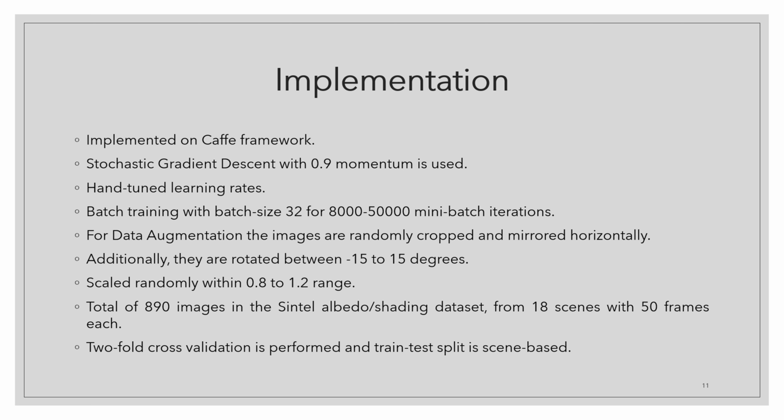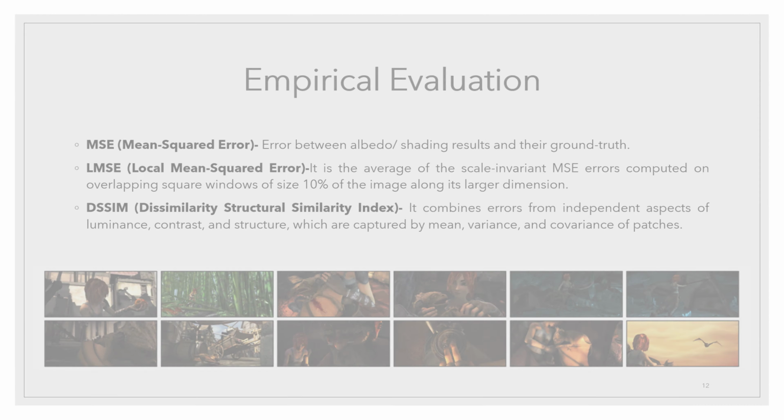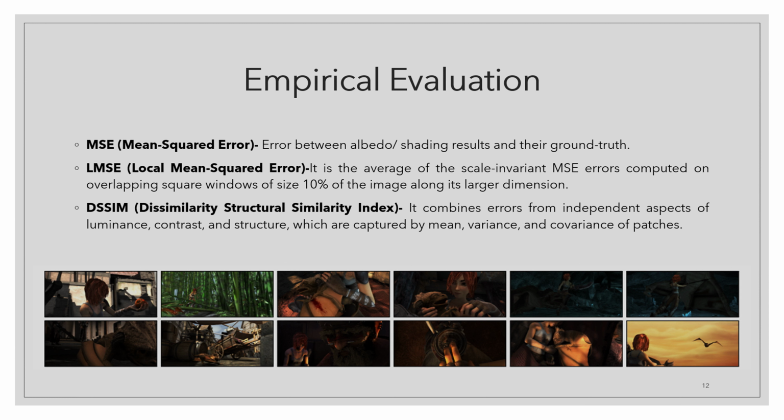Our training and testing split is a scene split, placing an entire scene either completely in training or completely in testing. Coming on to the empirical evaluation, we have adopted the same three error measures. MSE is the mean squared error between albedo shading results and the ground truth. We use scale invariant measures when benchmarking intrinsic results. The absolute brightness of each image is adjusted to minimize the error.